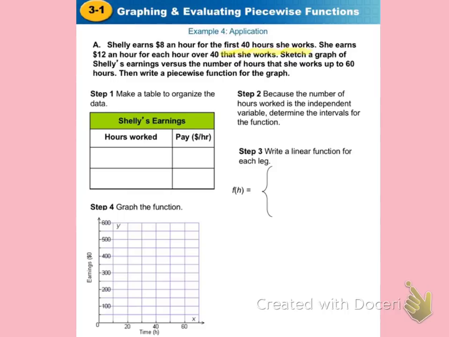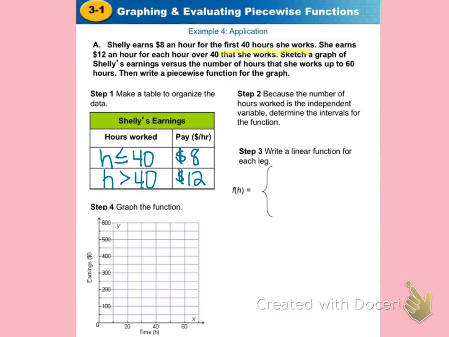So this asks me to sketch a graph of Shelley's earnings versus the number of hours that she worked up to 60 hours, and then write a piecewise function for the graph. So actually we're going to write the function first, and then we're going to graph it. And so this table, we're just going to organize our information. So for hours worked and the pay, if she works, let's say we call hours H, less than or equal to 40, she's going to get paid $8 per hour. And if she goes over 40 hours, she's going to get paid $12 an hour.